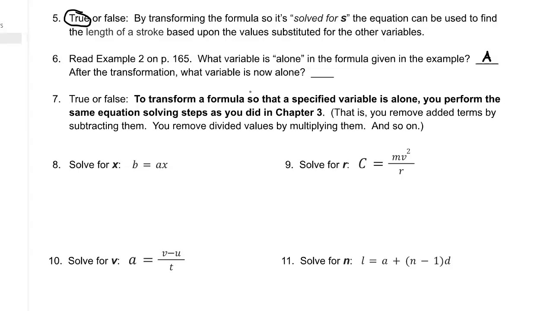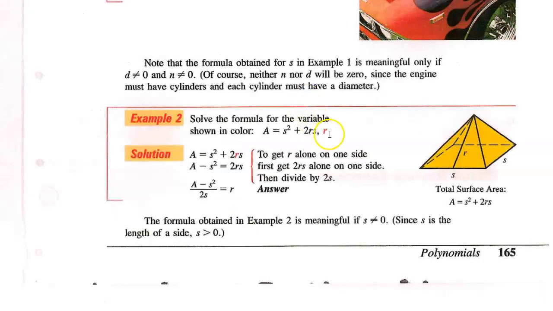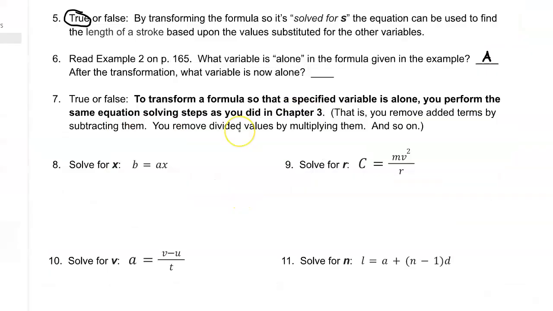Now still number 6, after the transformation, what variable is now alone? So we were asked in example 2 to solve for the variable R, the one shown in red ink, the letter R. The authors have shown the solution. It takes a couple steps of work, but then right here where it says the word answer, we see that the letter R is now alone, so that equation has been solved for the variable R. So in number 6 on this blank is the letter R.